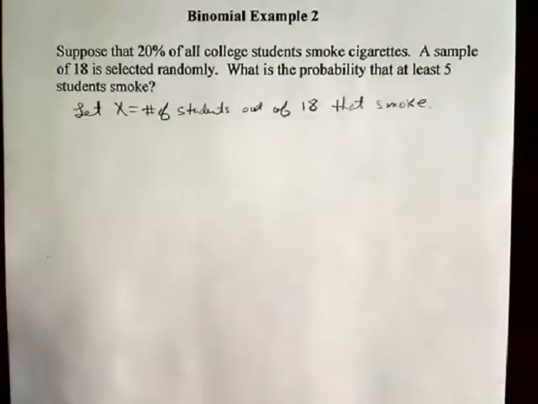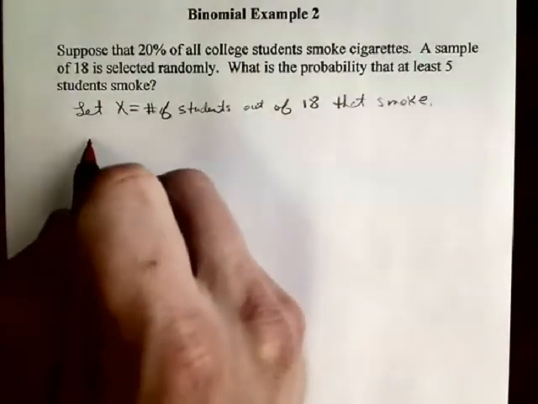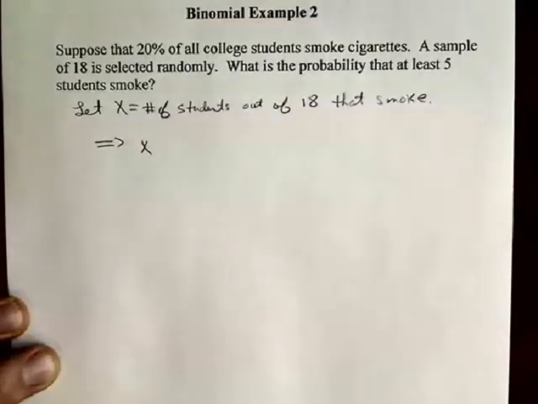Well, X here qualifies. It makes sense to model this as a binomial random variable because I've got 18 Bernoulli trials here. For these purposes, we'll assume that the results of each trial, the trial being asking the student whether or not he or she smokes, are independent, which is reasonable if these students are selected randomly.